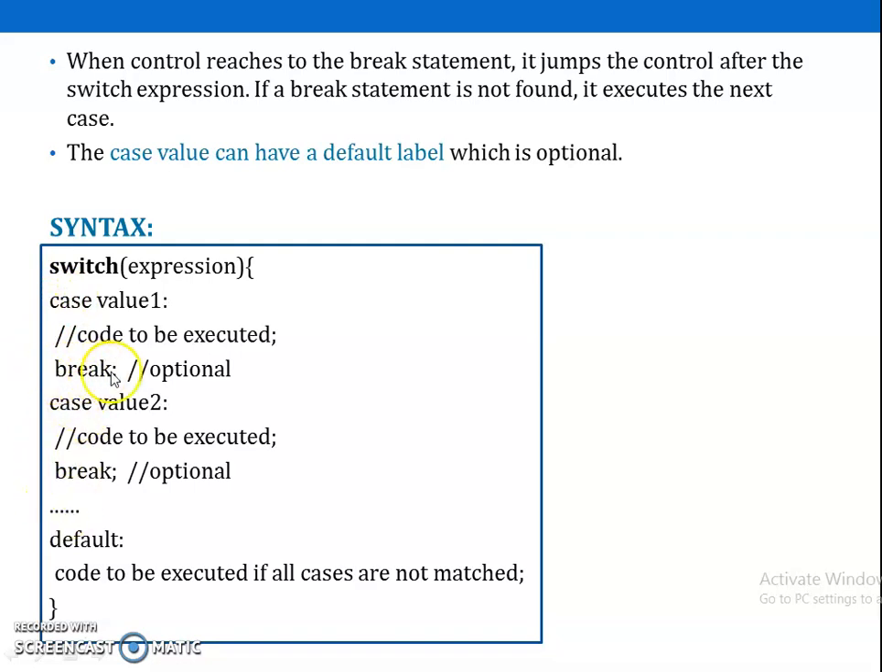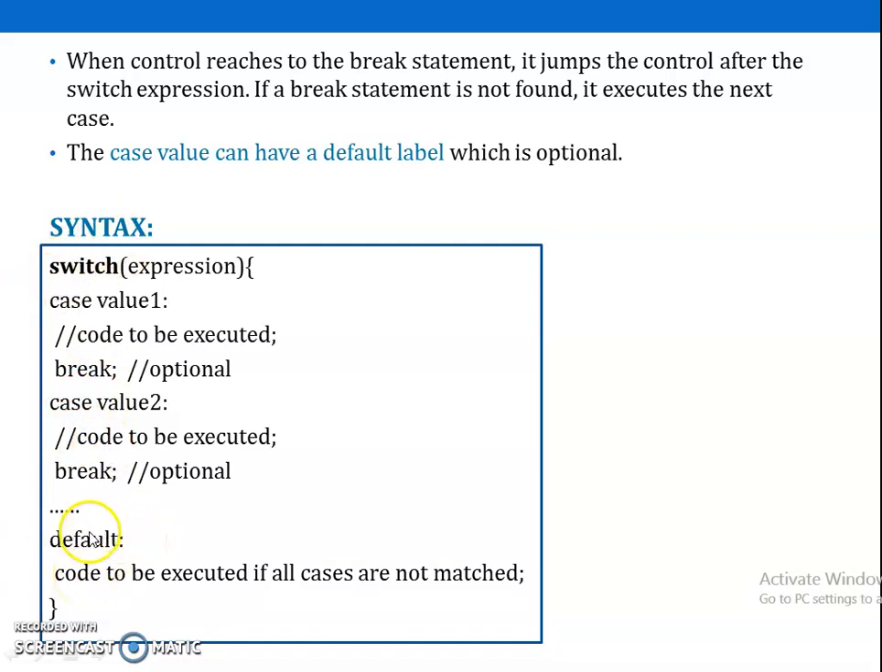If you are not giving this break statement, all the cases get executed. If the break statement is not here, the first statement will get executed, and again it goes to the second case, and this statement will also get executed. When control reaches the break statement, it jumps the control to after the switch expression. If a break statement is not found, it executes the next case. Otherwise it will come out of the switch expression.